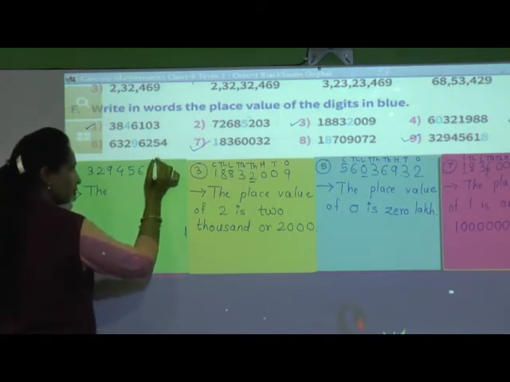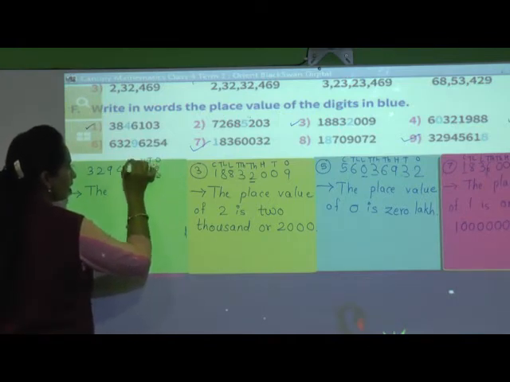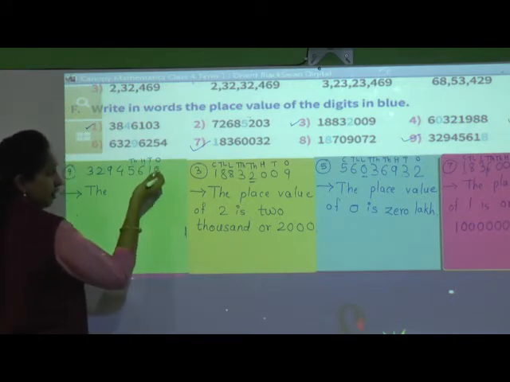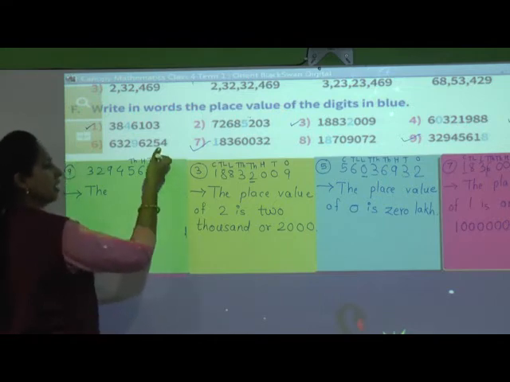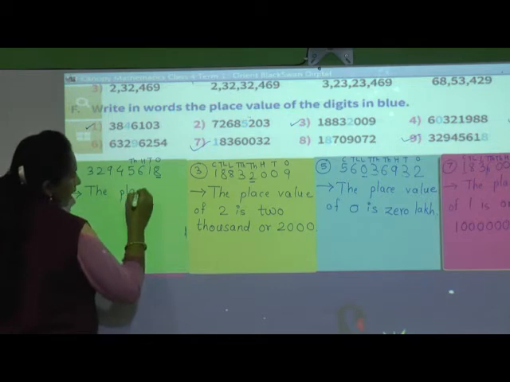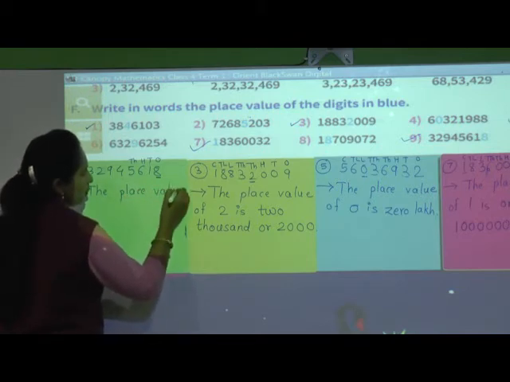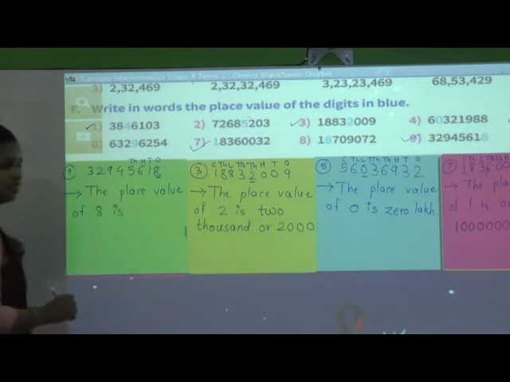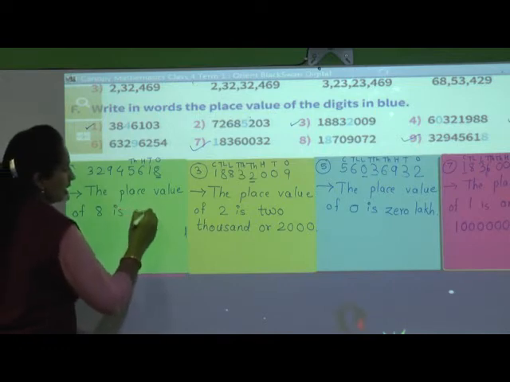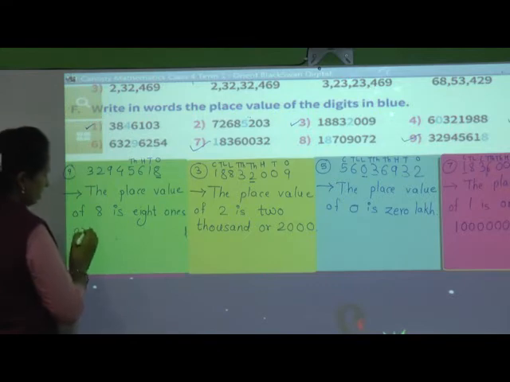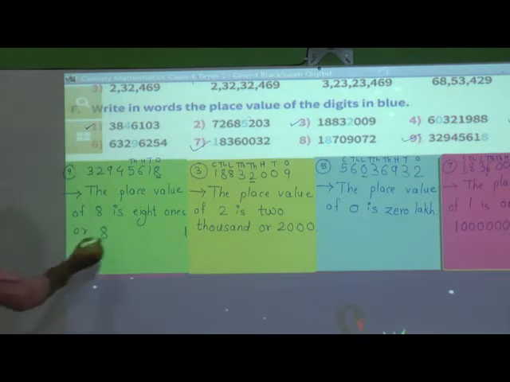What we have to do? Ones, tens, 100, 1000. Here I will not go till here because the underlined digit we are having first only. Already I had given the place value to that number. Okay. So the place value of 8 is, now tell me, 8 is on which place? Ones. So write here 8 ones, or else you can write only 8.